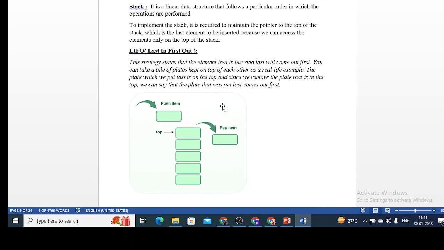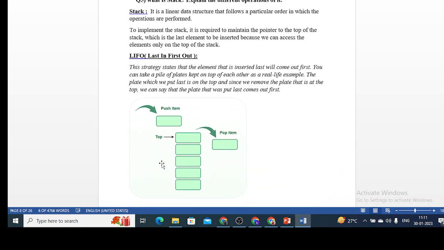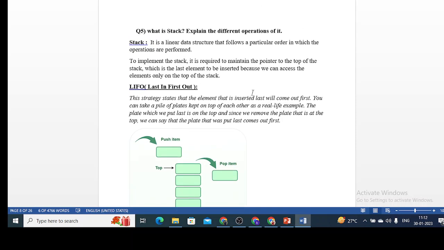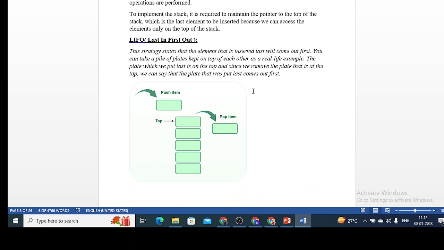Okay, so this was question number 5. In this question you are supposed to draw this diagram, and you are supposed to mention the pop and push operations also. Okay, so today we have done 5 questions. In our next class we'll be seeing the next questions based on unit 1 only. That will be part 2. Okay, thank you so much everyone.